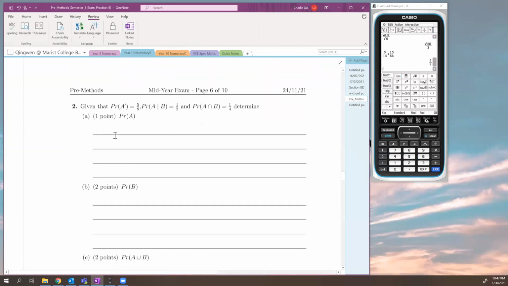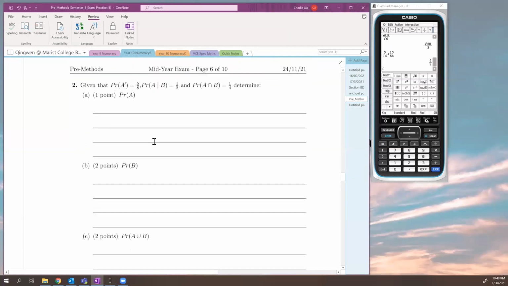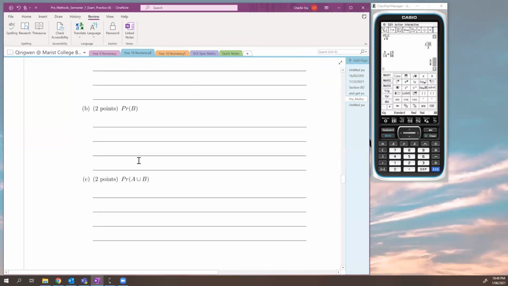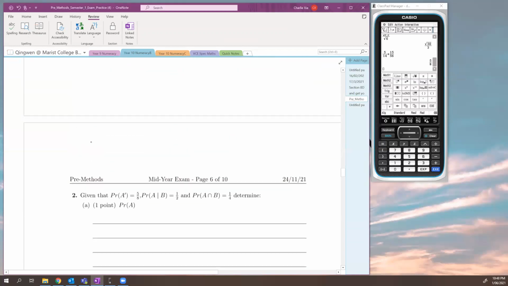Question 2. Given that probability of A prime is equal to 5 over 8, probability of A given B is half, and probability A intersect B is equal to 1/4. So every time you have this kind of question, you have so many sub questions. We could just draw a Venn diagram to work this out. Okay? So Venn diagram, it's very good to use visualizations. Okay, we've got our A here and we've got our B here.